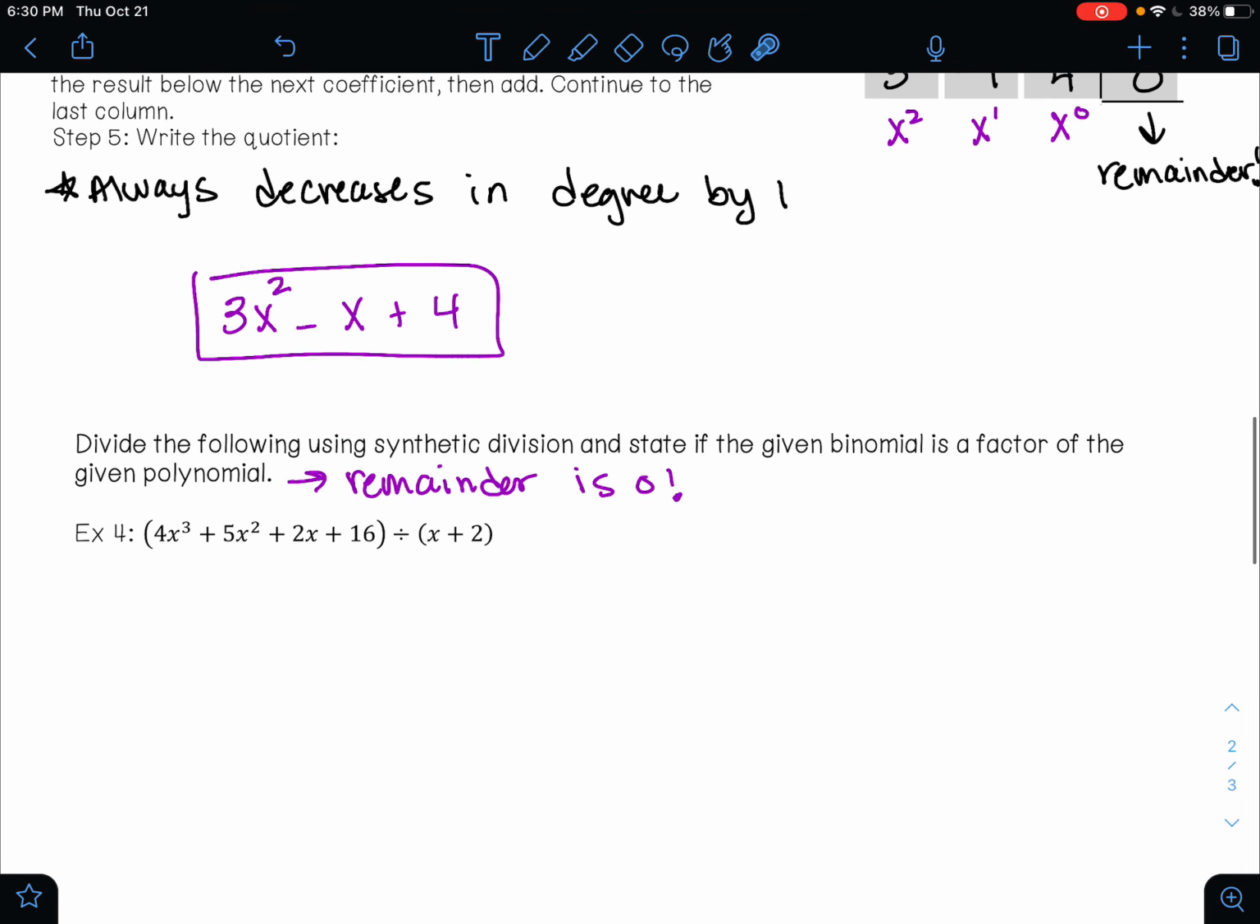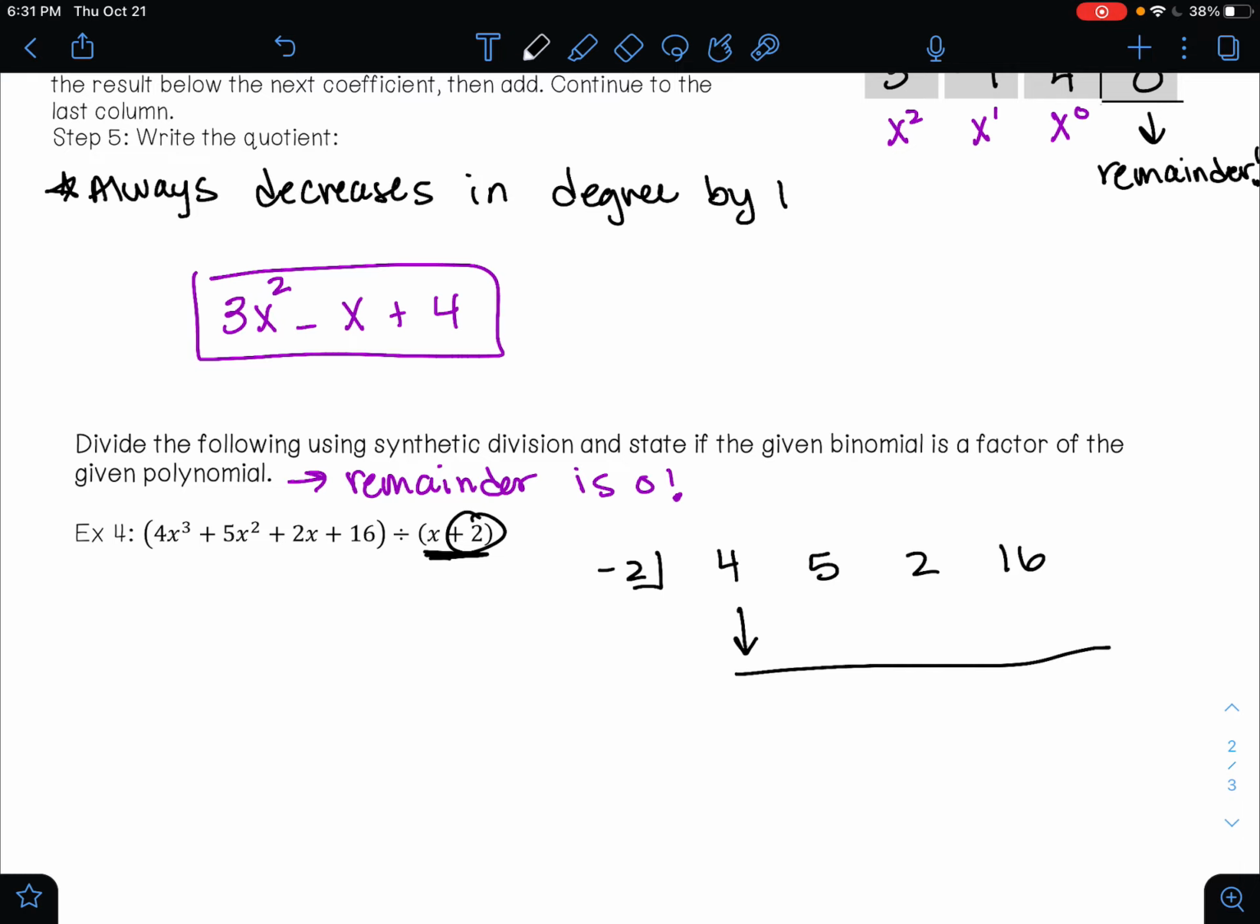So let's look at example 4. First, always check to make sure this is in standard form, and it is. So my numbers out in front here are 4, 5, 2, and 16. I am not missing any terms. If I was missing a term, I would put a 0 in for that, but we're not missing anything, so we're good. My divisor is x plus 2, so again, you just change that sign, so it's going to be negative 2.